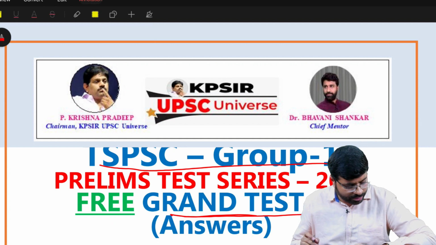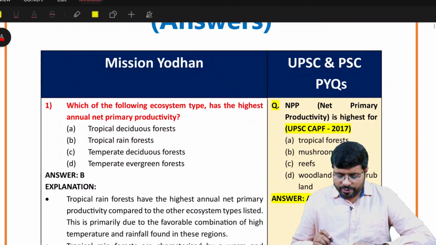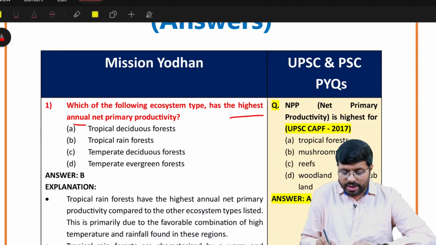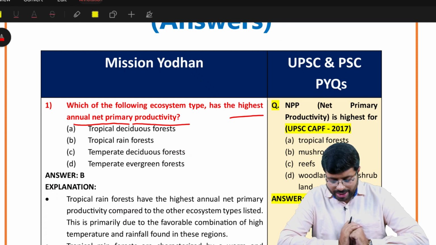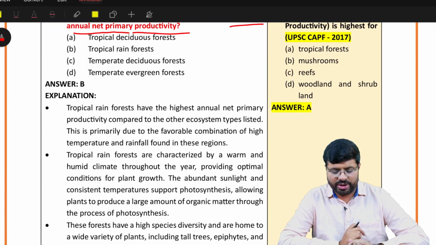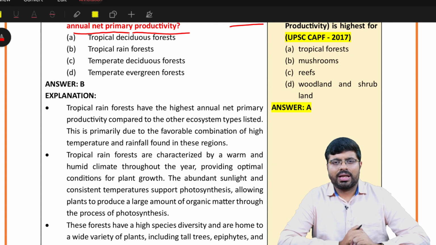So let us start with some questions out of environment which have been asked in Grand Test 1. Question number 1: of the following ecosystem types, which has the highest annual net primary productivity? Net primary productivity is after energy loss, how much you have left over.